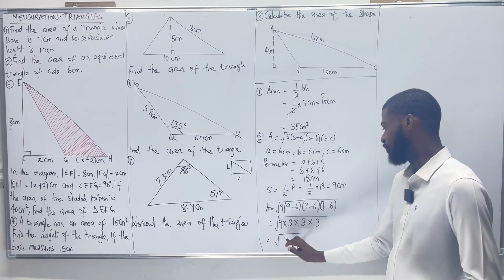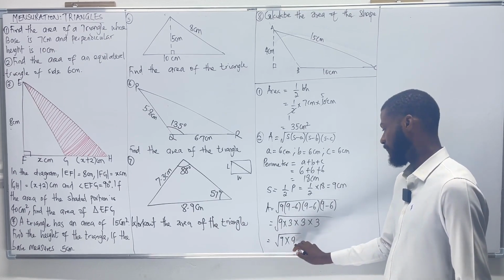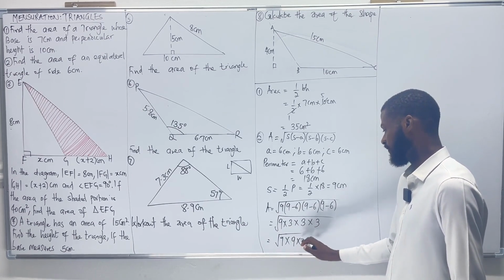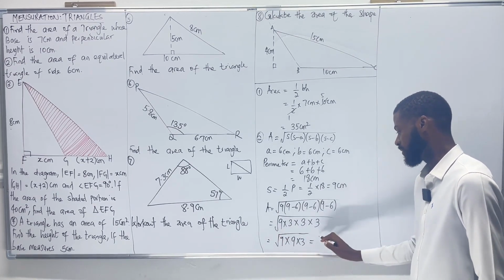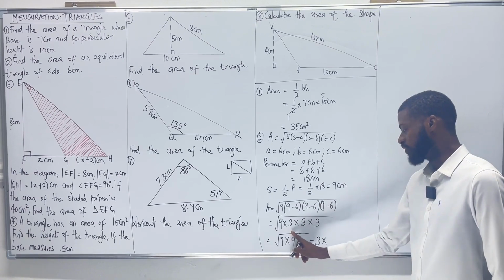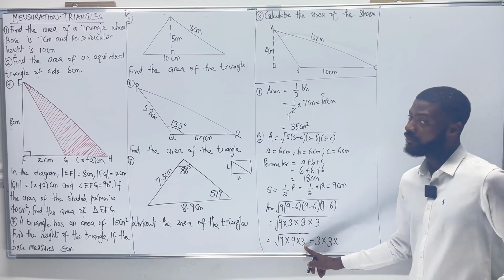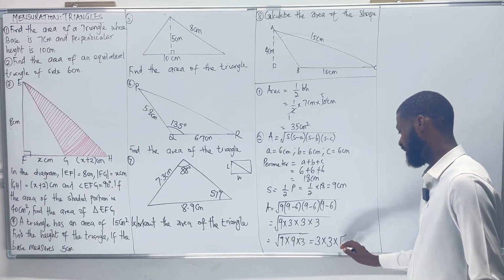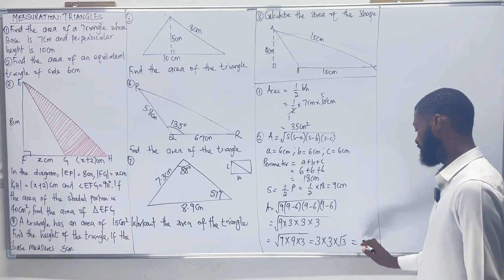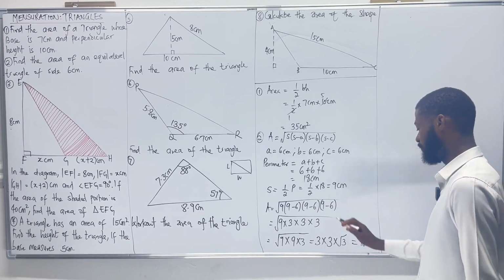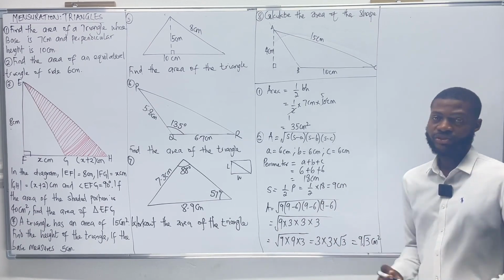9 is a perfect square, so I'm going to leave it like that, 9. 3 times 3 again is 9. That's also another perfect square. And then times what? 3. So what will happen here is, the square root of 9 is 3, times the square root of this other 9, which is also 3, times the square root of this 3. It's a decimal, so we're going to leave it like that, square root of 3. So 3 times 3 is 9. 9 times root 3 is 9 root 3. So this will be the area of that very triangle.